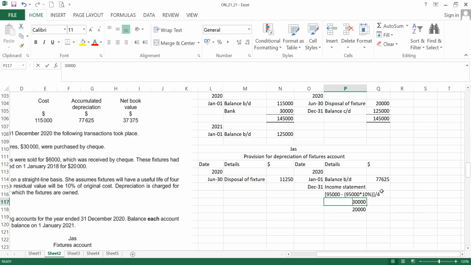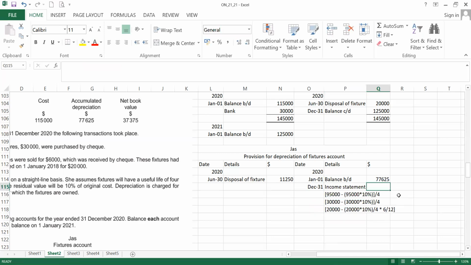Second is 30,000 minus 10% for the residual value, and then after that, divide by 4. So this is another one. Here is 20,000 minus 20,000 times 10%, divide by 4. But because we only use it for 6 months, we divide by 6 over 12, divide by 2 actually.